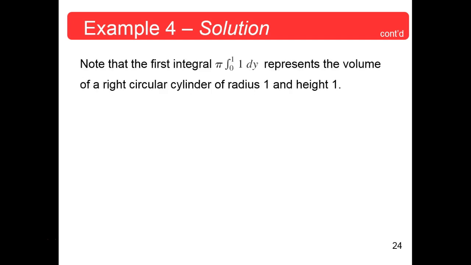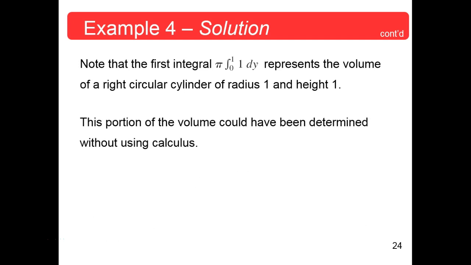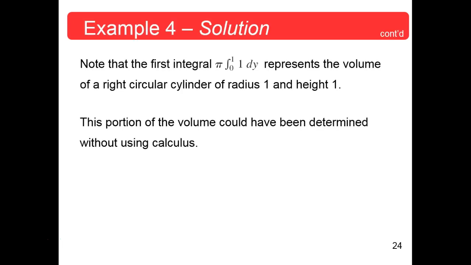All right. Notice that the first integral represents the volume of a right circular cylinder of radius 1 and height 1. We could have just done that. Okay? Pi times 1 squared times 1. That's just pi. You didn't have to do the integral of that. That portion of the volume could have been determined without using calculus. Very true. Okay, that was example 4.